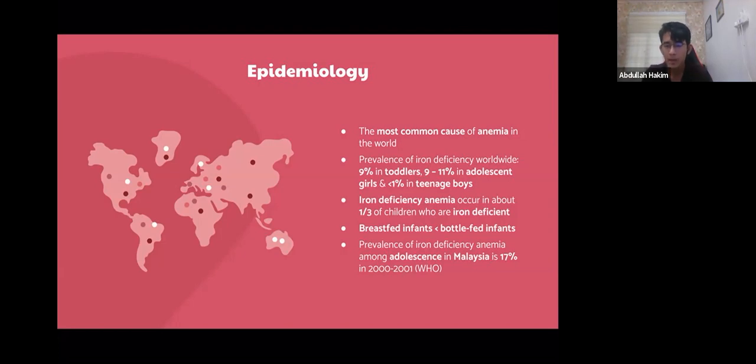So the prevalence of iron deficiency anemia among adolescents in Malaysia is 17% in 2000 to 2001, according to WHO statistics. It is a study that has been conducted in Sabah, if I'm not mistaken.